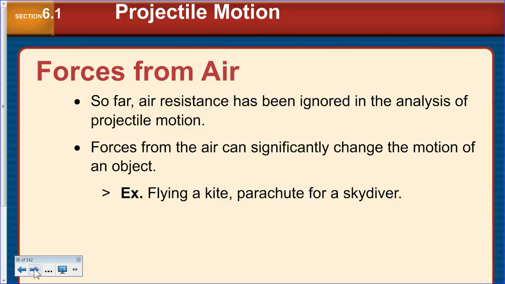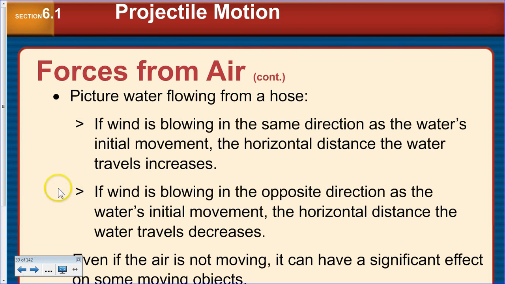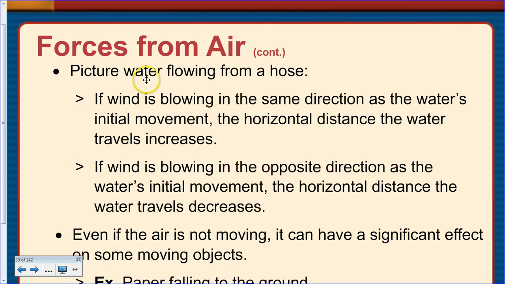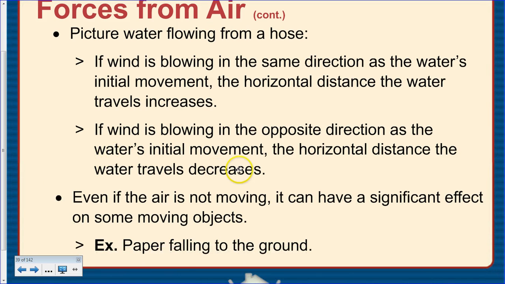The other thing I wanted to talk about briefly is what happens if we take air into account. So far, air resistance has been ignored in the analysis of projectile motion. We will pretty much ignore it all the time. Force in the air, though, can significantly change the motion. For instance, if you have a kite, or a parachute of a skydiver, consider water flowing from a hose. If the wind is blowing in the same direction as the water's initial movement, the water is going to get a lot further. If it's blowing in your face, you're going to get wet.